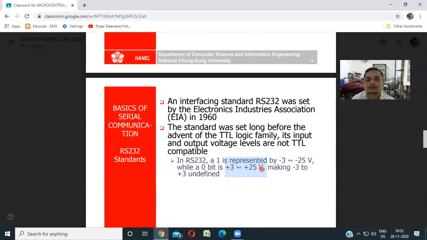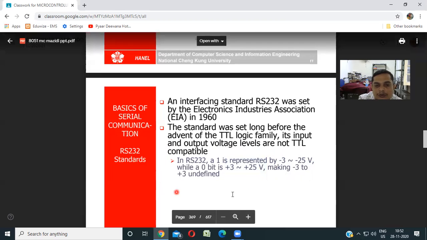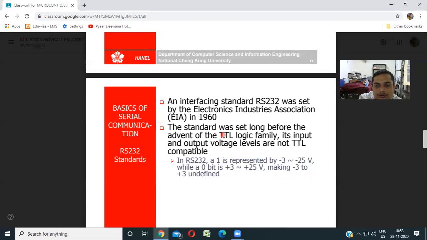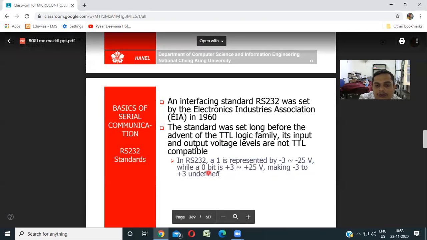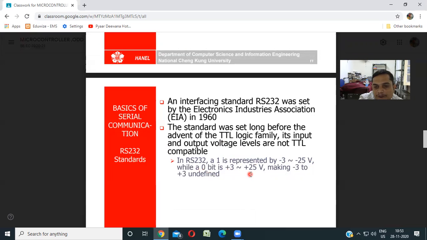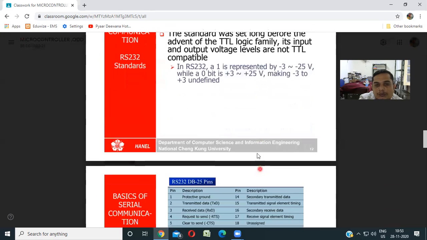Okay, so minus 3 to minus 25 volts is the voltage generated for a 1, and plus 3 to plus 25 volts is the voltage generated to represent 0 by the RS232. This is a very important parameter, a very important concept, so you have to remember it. A 1 coming from TTL is converted into these voltages. If a 0 comes, then it is plus 3 to plus 25. So remember this very important concept.